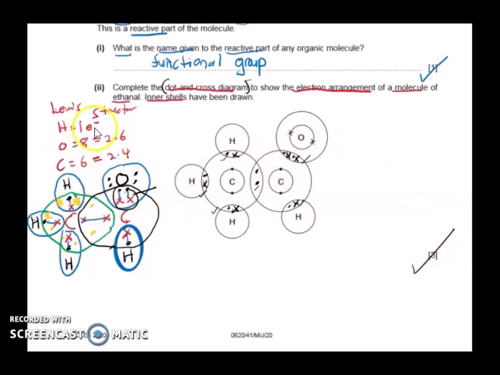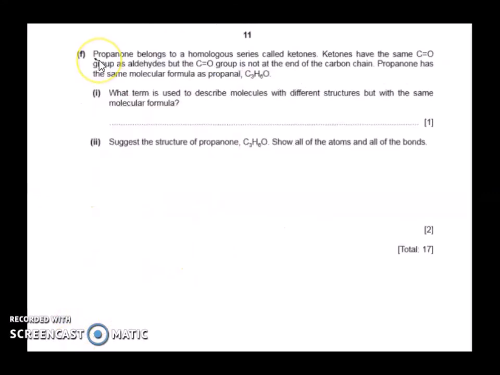I just want to explain that you can get the correct answer by drawing this Lewis structure. Propanone belongs to the homologous series called ketone. Ketone has the same C=O carbonyl group as aldehyde, but this group is not at the end of the carbon chain. Propanal has the same molecular formula as propanone.